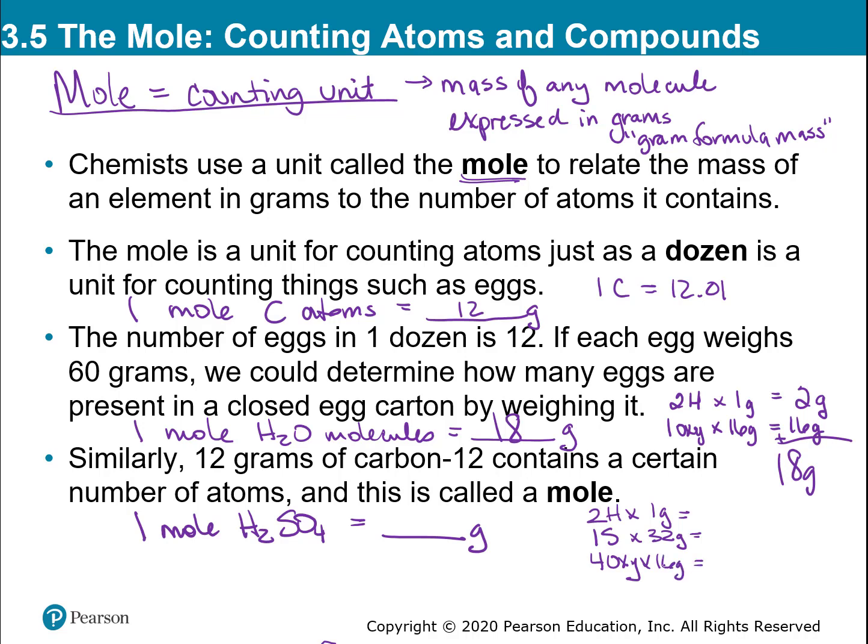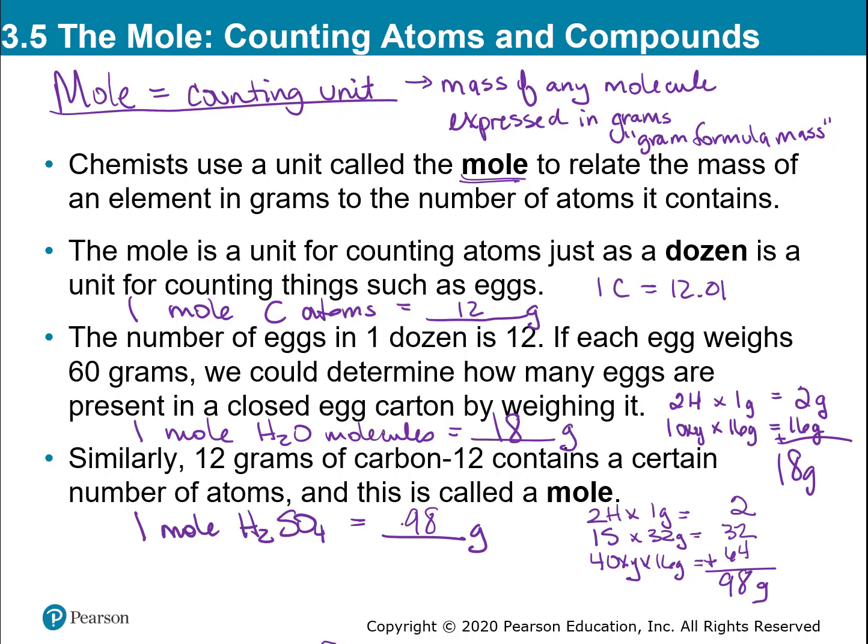So all you do is multiply the number of atoms times the atomic mass and then add them all up. So 2 times 1 is 2. 1 times 32 is 32. 4 times 16 is 64. When I add all those up, you get 98. It's not any harder than that. They call it the gram formula mass. So you got it now?